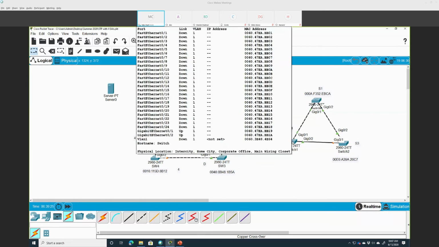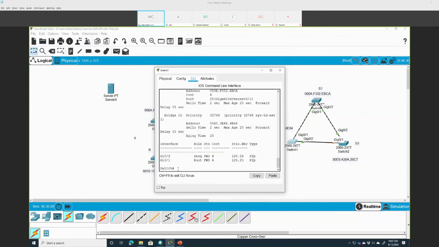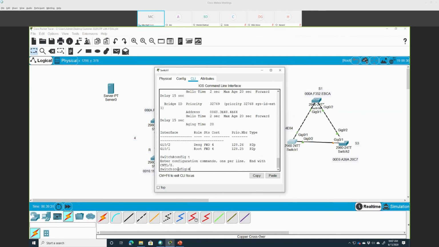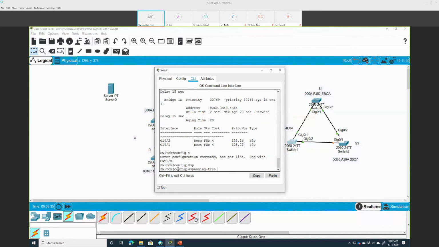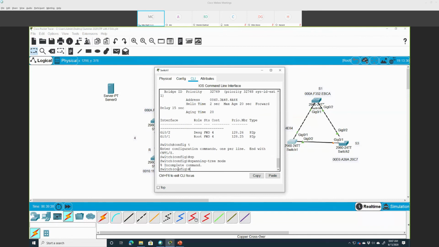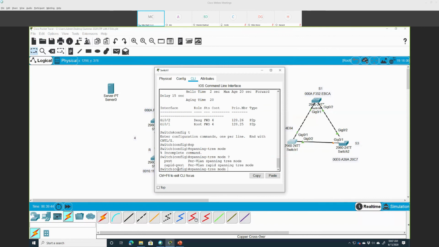First of all, what I need to do, I go over here, put config t, and I put spanning-tree protocol. First I put mode, question mark. I need to put rapid-pvst. That's basically what we talked about.